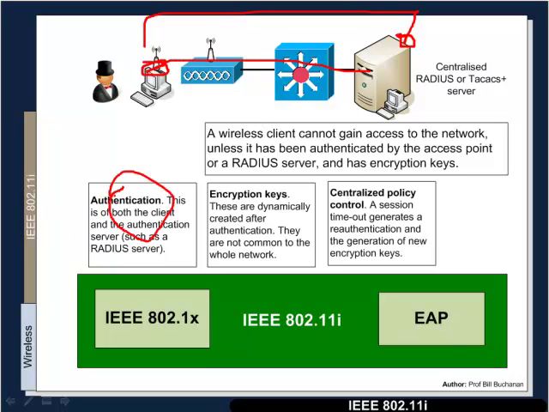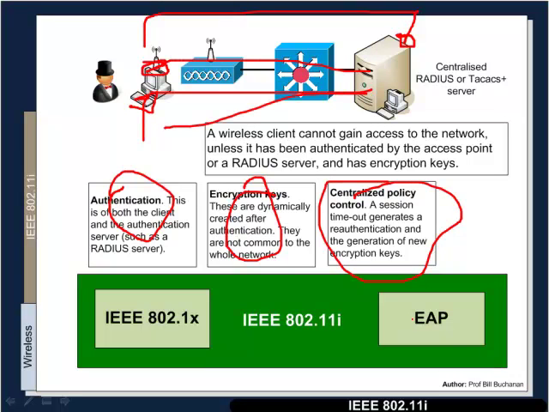So our authentication is done through a RADIUS server. We have encryption keys which are dynamically created and not statically defined inside machines. And we also have a centralized policy where we can time out connections and so on. So this standard is built around the 802.1x authentication infrastructure with EAP methods.